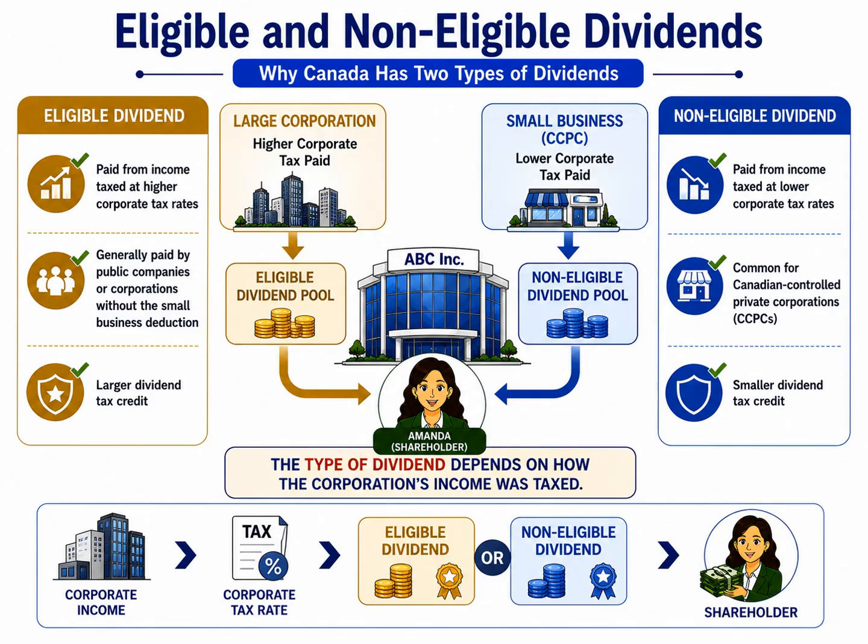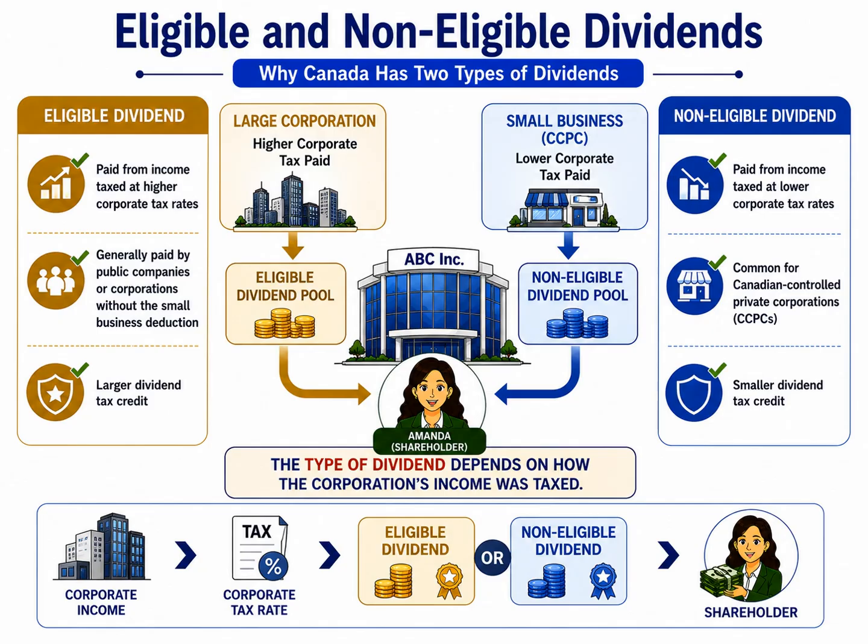The important point is that the shareholder does not choose whether a dividend is eligible or non-eligible. The dividend type is determined by how the corporation's income was taxed before the dividend was paid. A simple way to remember this is to follow the money. The corporation earns income, pays corporate tax, determines whether that income belongs to the eligible or non-eligible dividend pool, and then distributes the dividend to the shareholder.